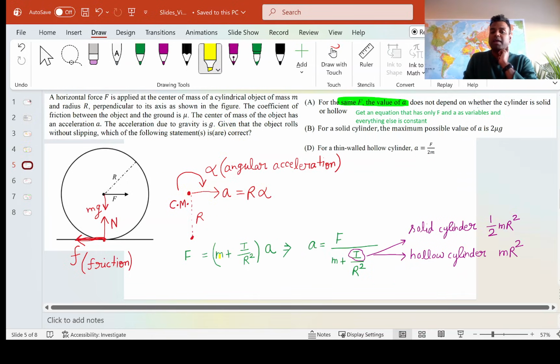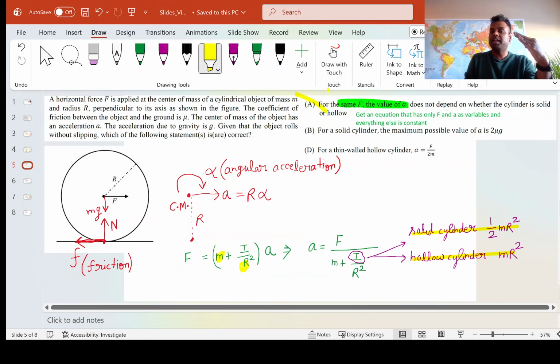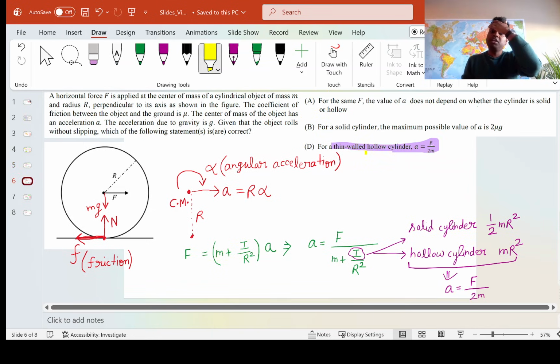Now here, m is constant, R is constant, I is constant for a given body. For a solid cylinder, I is half mR square, and for a hollow cylinder, it is mR square. So as you can see, whether it is hollow or solid, it will be different. So A is wrong. F depends on whether the cylinder is solid or hollow. Next, for a thin walled hollow cylinder, A equal to F by 2m. In the same equation, you just put I equal to mR square for hollow cylinder, and you will get A equal to F by 2m. So this is correct.